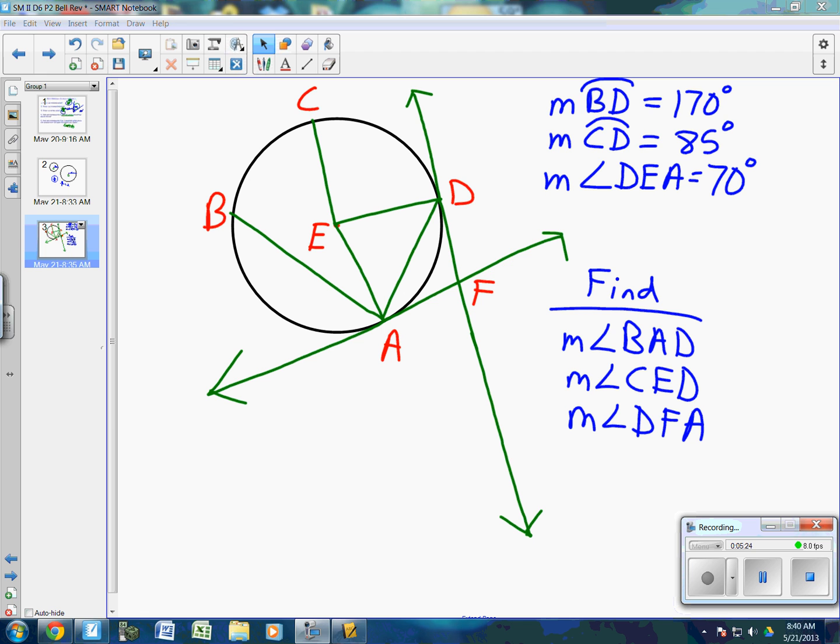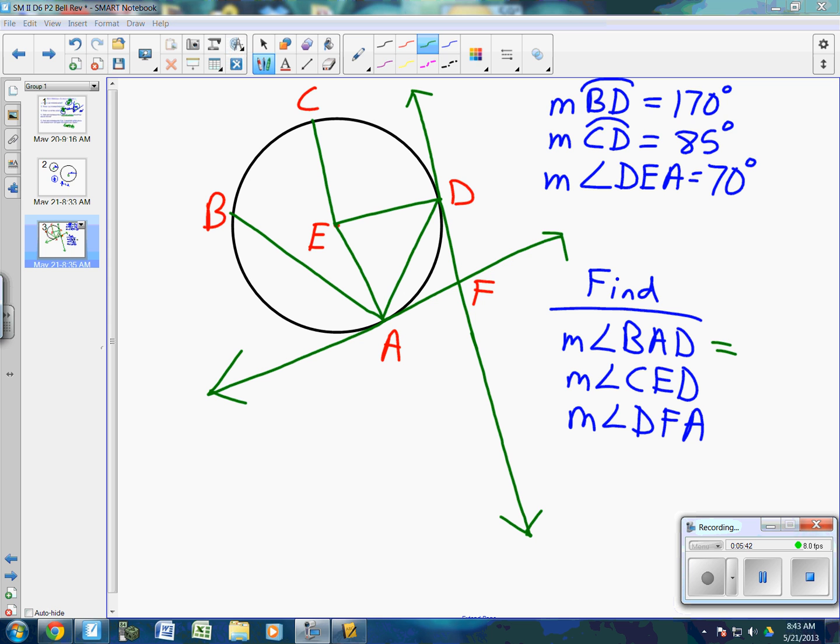Okay, in reviewing for the test, the quiz, see if you can answer these 3 questions right here. E is the center point, yes. I should put that down. E is the center of the circle.